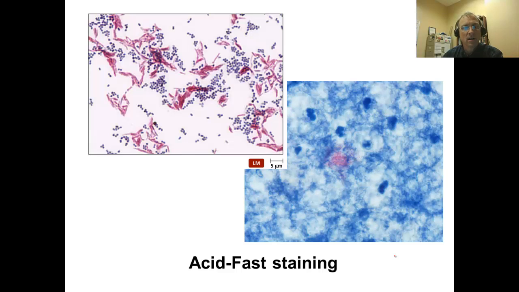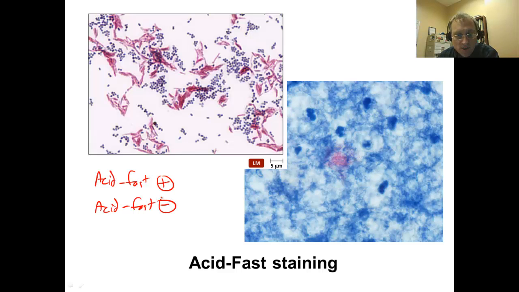Alright, so the Gram staining is one of the important differential stains that we use, and what it's going to do is separate out microorganisms into two classes, the Gram positive and Gram negative bacteria. The acid-fast staining procedure is another differential stain, and it's going to broadly break out microorganisms into two classes: the acid-fast positive microorganisms and the acid-fast negative microorganisms.